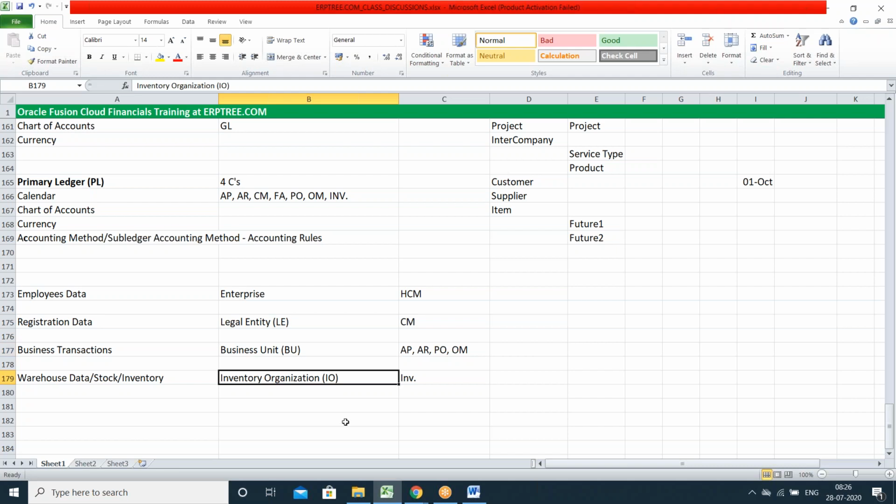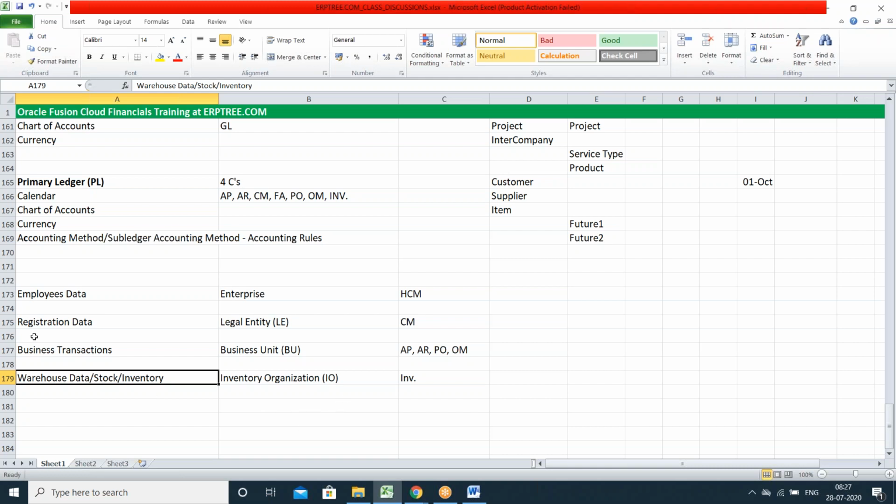And inventory organization. Okay, inventory organization. To maintain the stock and to perform the inventory related transactions, we use inventory organization. So when we use inventory organization, we need an application called the inventory application. By using the inventory application with the concept called inventory organization, you can maintain the stock and you can perform the inventory related transactions.